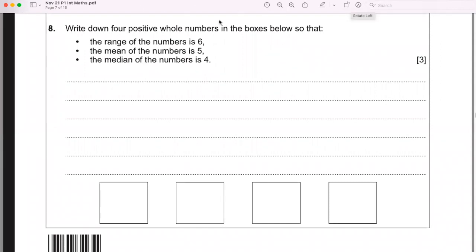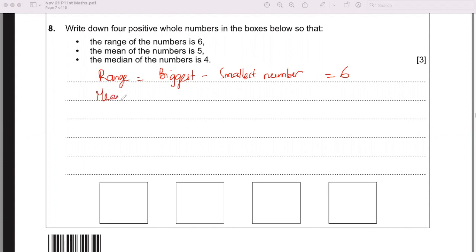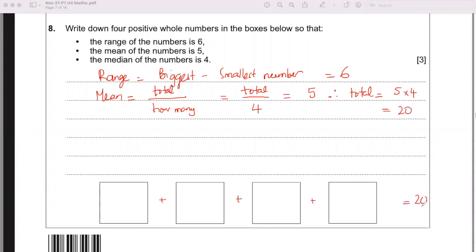Okay, so the way to do it is just break it down. You know the range is the biggest number take away the smallest number, so that has to be 6. Now the mean is 5. The definition of the mean is you add them all, so the total of all the numbers, and you divide by how many there are. So the total divided by 4 numbers equals 5. That just means your total has to be 5 times 4, which is 20. So all these numbers add up to 20.